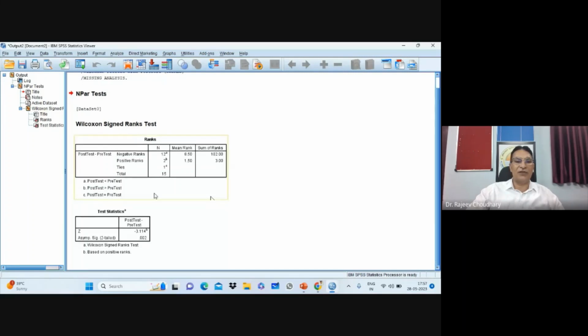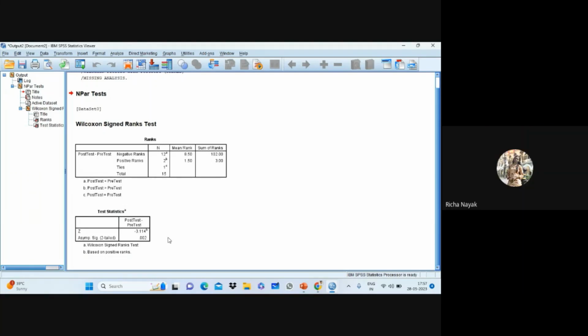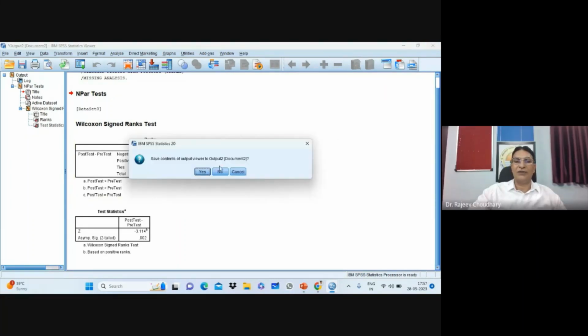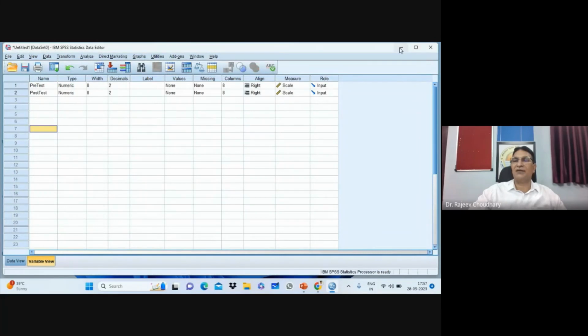See the Z value. This is also significant. This also shows that yes, there is a significant difference between the mean ranks of pre and post. Is it okay? Yes, sir. Now I will proceed to the next design.